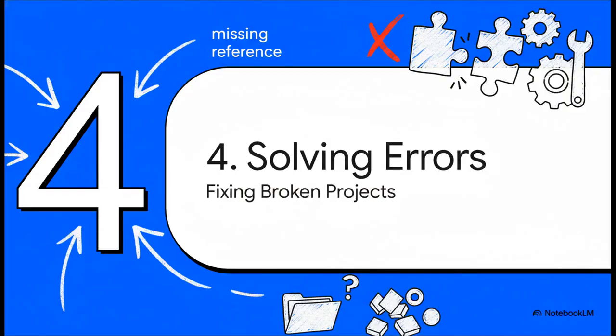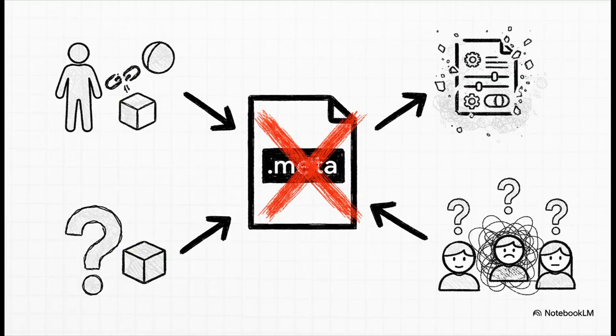Well, let's answer that question right now in Section 4, Solving the Inevitable Errors, because believe me, sooner or later, every single person runs into the dreaded missing reference error, and it almost always tracks back to a problem with asset management. When you delete a .meta file outside of Unity, you've basically just changed an asset's address without telling anyone where it moved. Unity completely loses track of it, and all the links to it break.